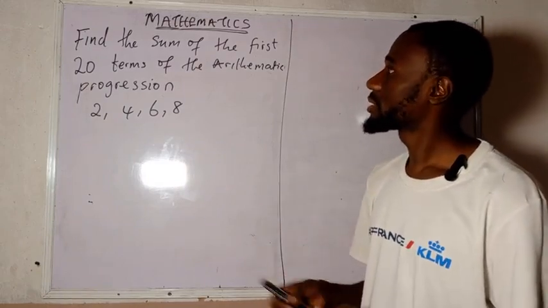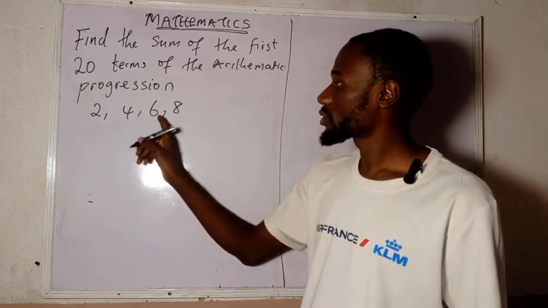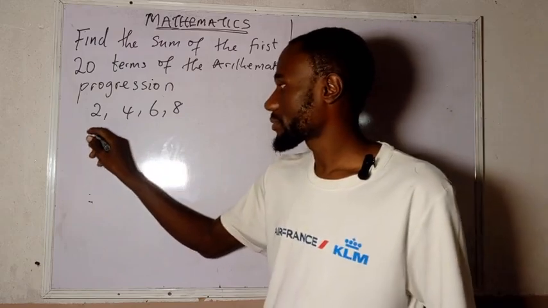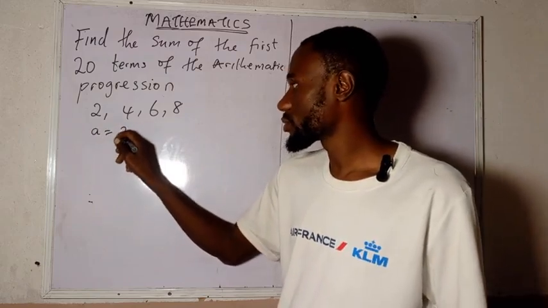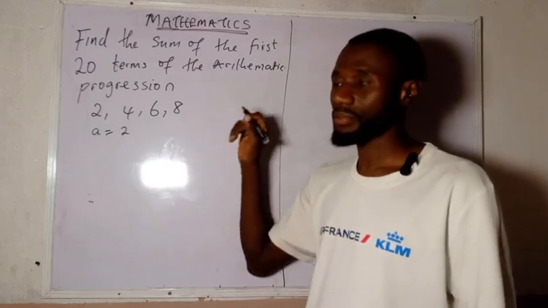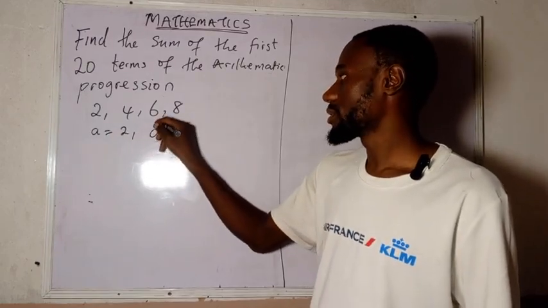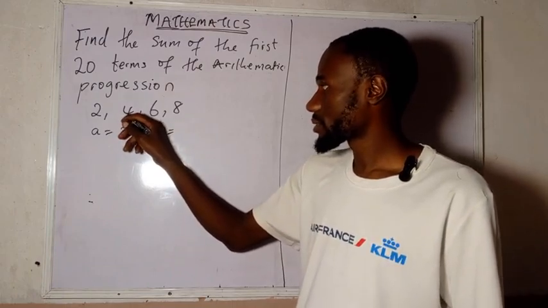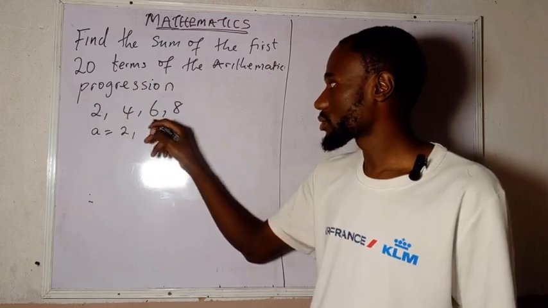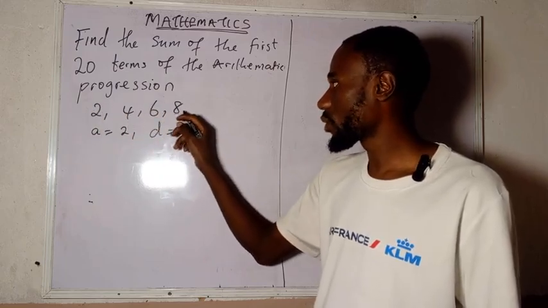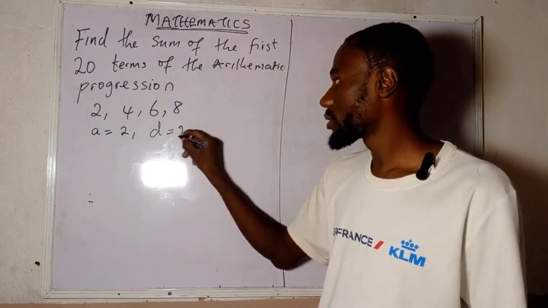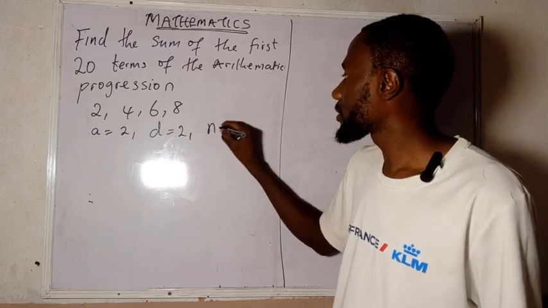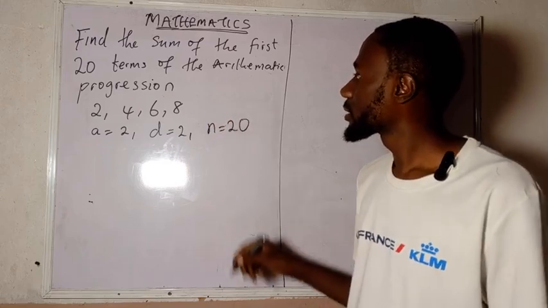Given the numbers 2, 4, 6 and 8, let's find the first term. The first term, which is a, is equal to 2. The number that comes first is the first term. You can obtain the common difference by subtracting: 4 minus 2 is 2, 6 minus 4 is 2, or 8 minus 6 is 2. Then the n they ask us to find is 20.